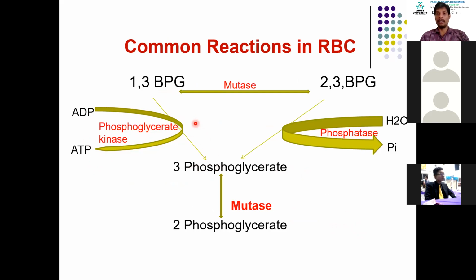But alternatively, especially in red blood cells, the 1,3-bisphosphoglycerate can convert into 2,3-bisphosphoglycerate. This is a special arrangement of the phosphate group, called 2,3-bisphosphoglycerate. And then it will be converted into 3-phosphoglycerate, where the phosphate is released as inorganic phosphate, not as ATP. This is by mutase and phosphatase. In fact, both are together, one big enzyme is present for this process.